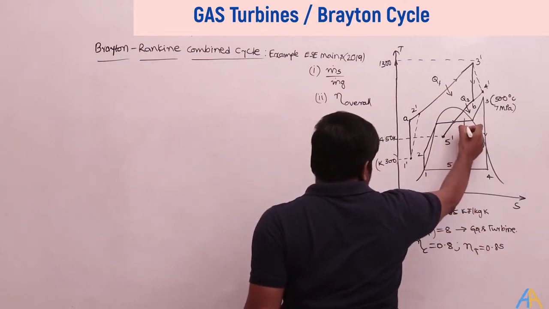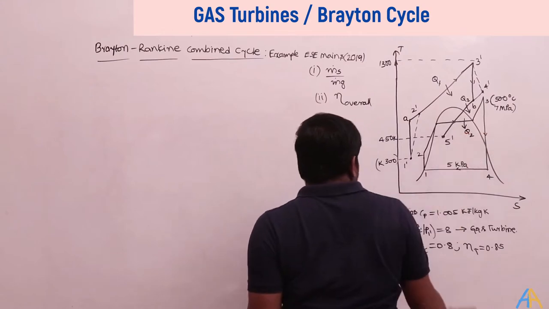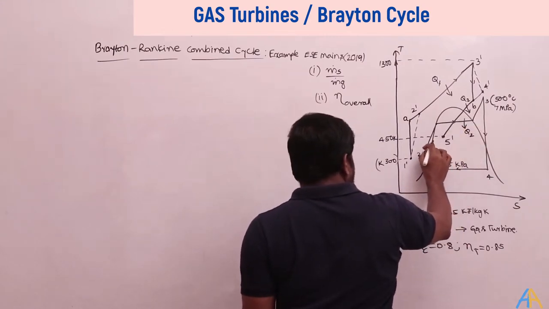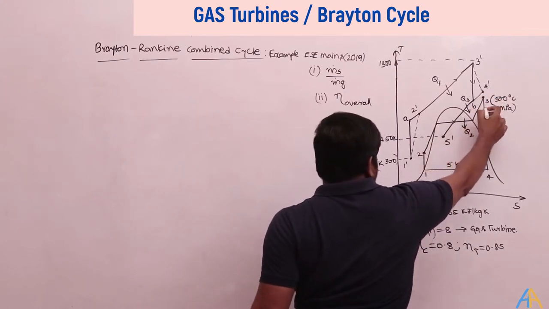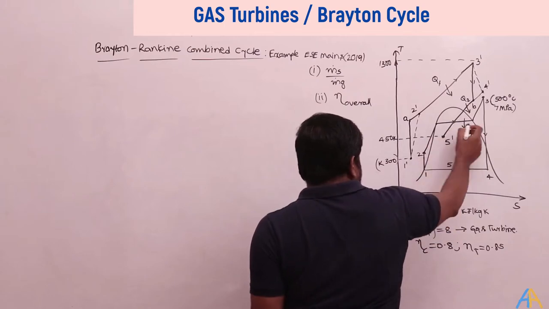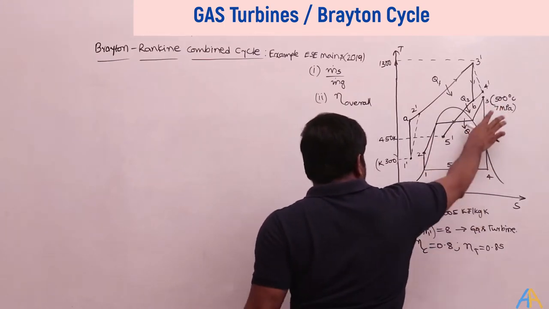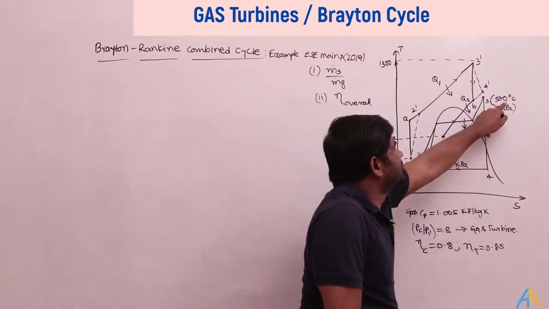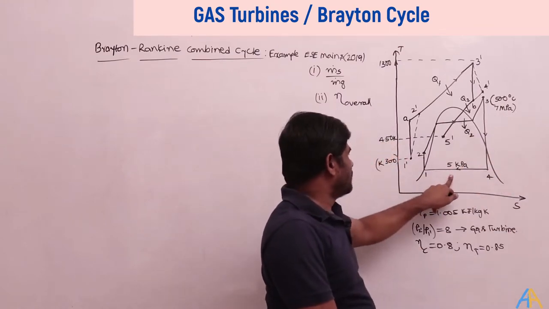Okay, so here this much amount is given to the steam, Q2. Here Q2 helps to raise the water temperature from point 2 to point 3. Okay, and again this process is the same. So here the point 3 state is given as 500 degrees centigrade and 7 megapascal. Okay, here it is 5 kilopascal.